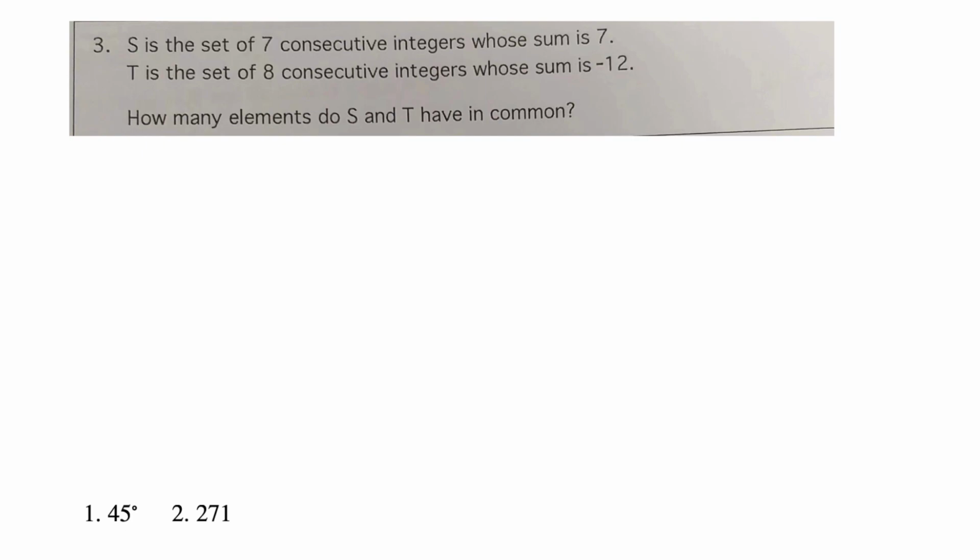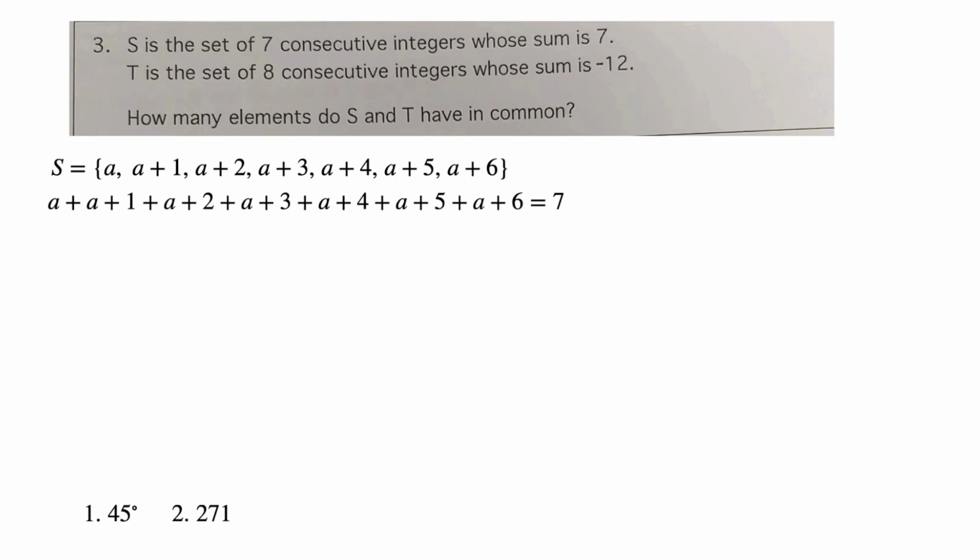Let's first write down the set of elements within S. Since we know that there are 7 consecutive integers, we can let the first integer be represented by a, and each succeeding integer is the previous one plus 1. Like this: a plus 1, a plus 2, and so on, which makes 7 consecutive integers. And since we're given that these add up to a sum of 7, we can put it into an equation, simplify it, and solve for a, which is equal to -2.